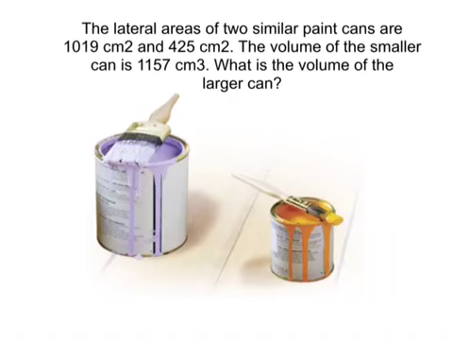So we're trying to find the volume of the larger can. Let's use our triple U method. So what do we know? We know the lateral areas and the volume of the smaller can. What do we need? Well, we need the scale factor, and our plan is to use those lateral areas to find a scale factor a to b, then write and solve a proportion using the ratio a cubed to b cubed to find the volume of the larger can.